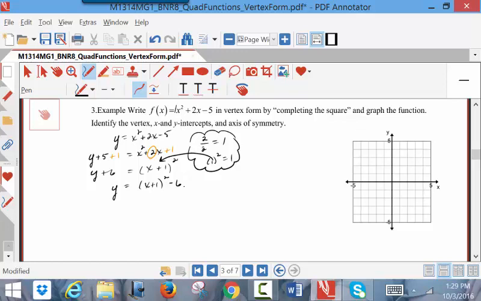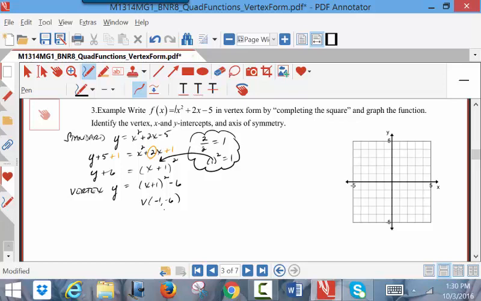So this one was easier than the last one because they were kind in giving me a leading coefficient of 1. Now that it is in truly vertex form, it started in standard. We switched it to vertex because vertex gives me so much information. And now that I'm in vertex form, my vertex is what? -1, -6. Very good. There's my vertex.